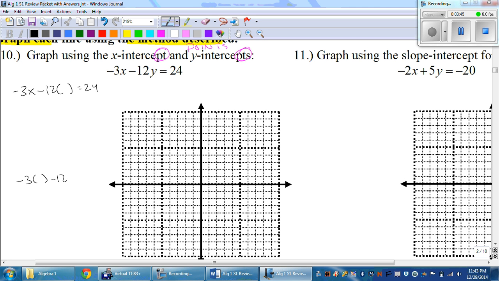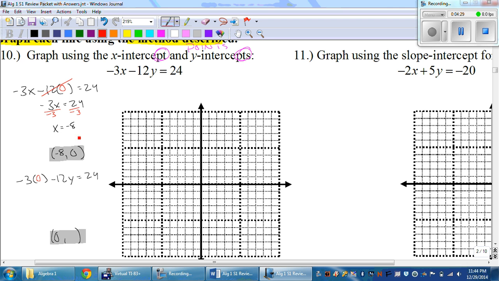One time, I'm going to let x equal 0, and the other time we're going to let y equal 0. And that's where we're going to get our 2 points from. Okay? So I already know that y is 0 there, and I already know that x is 0 down there. So let's do the top. -12 times 0 is 0, and we're left with -3x equaling 24. To get the x by itself, I'm going to divide by 3, and I get that x equals -8.